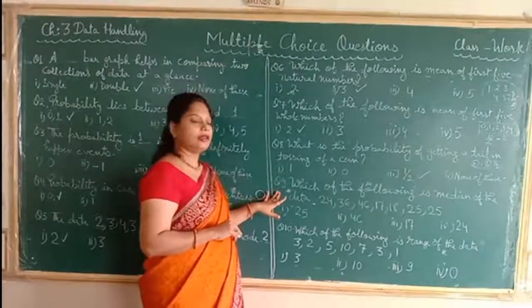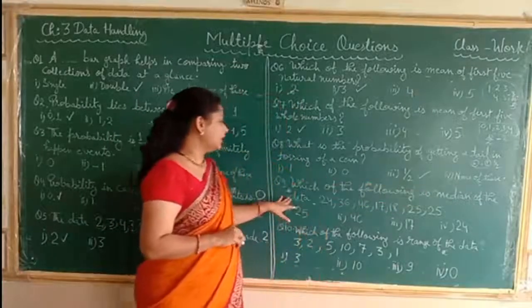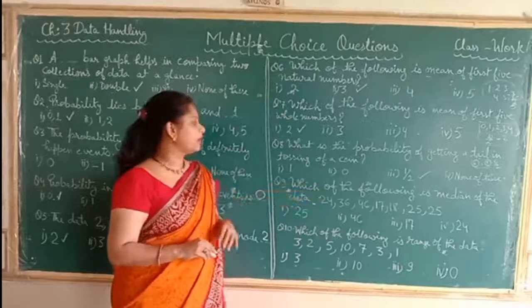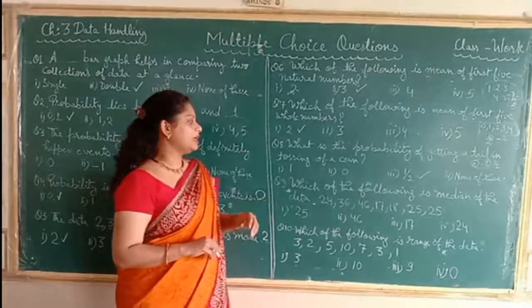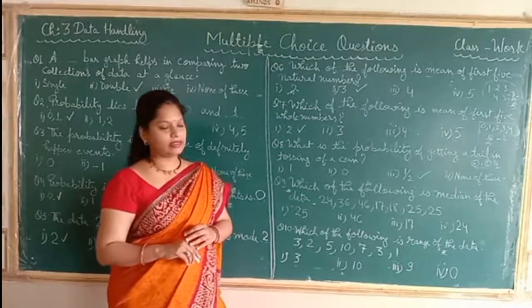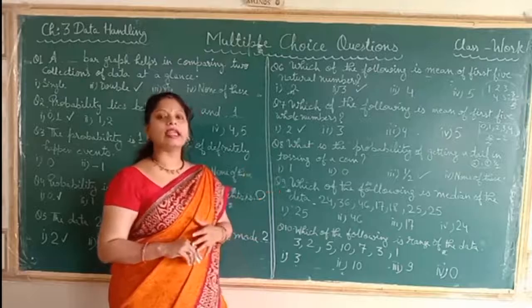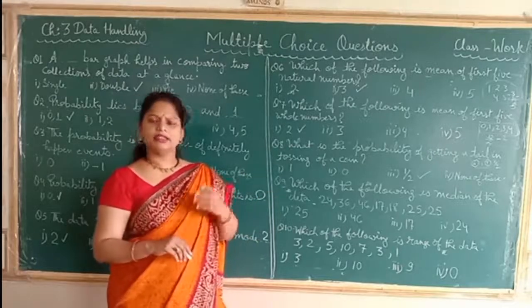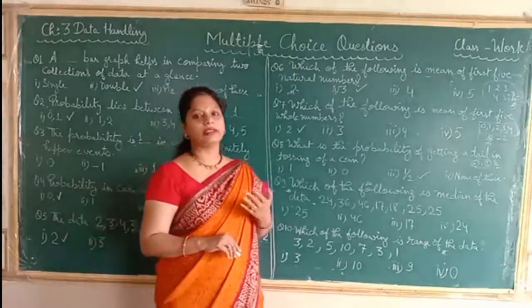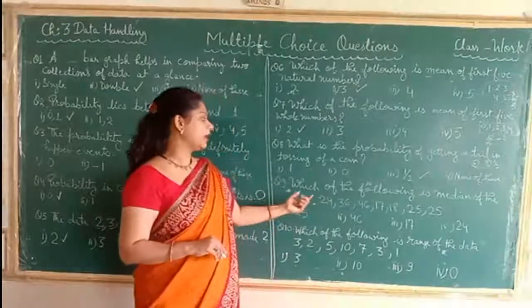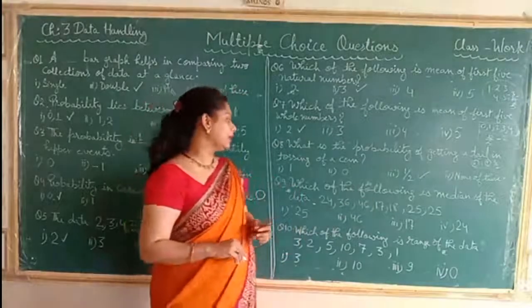Now question number 9. Which of the following is the median of the data? Here one data set is given and they are asking about the median. So what will be the median and how can we find it? We have to arrange the data or the series in ascending or descending order. जिस भी ऑर्डर में आप चाहें, ascending में चाहें ascending में नोट डाउन करिए, descending में चाहें descending में नोट डाउन करिए. First of all, we have to arrange this data in ascending order.